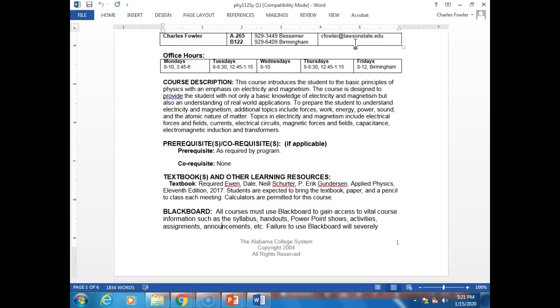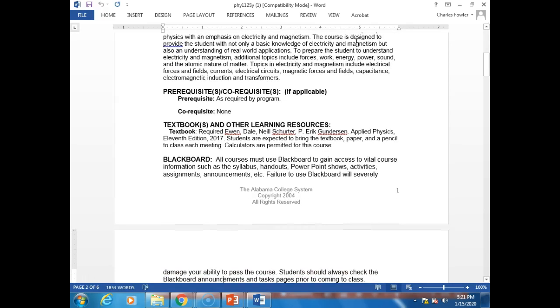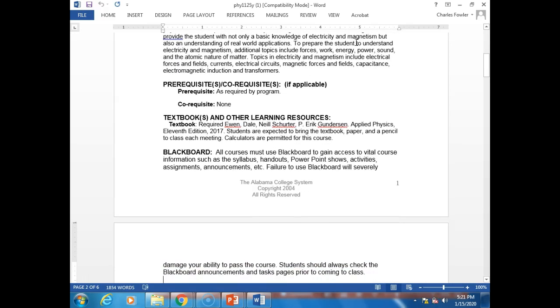But then this next statement, to me, is just way extreme. Failure to use Blackboard will severely damage your ability to pass the course. Huh? Okay. Now, some instructors may teach the course through Blackboard, and you can't do it without it. I don't. I teach. I'm a dinosaur. I teach the old way. We do it in class. I have the stuff out there on Blackboard, but most of it's in class. If I were allowed to rewrite that sentence, I would say the proper use of Blackboard could greatly enhance your ability to do well in the course. I think that's far closer to reality, and it's a lot less harsh. Okay, it's a lot kinder.